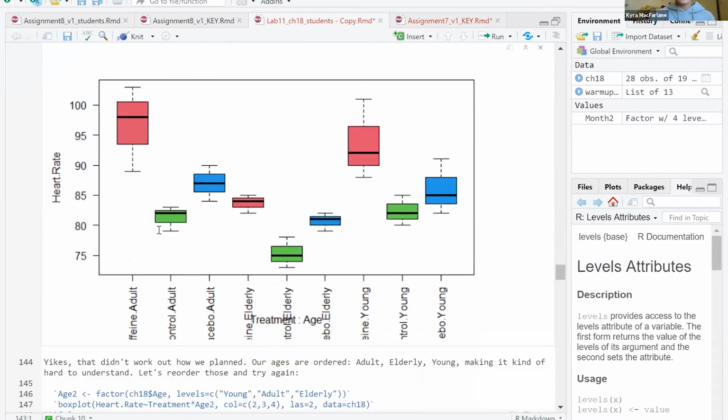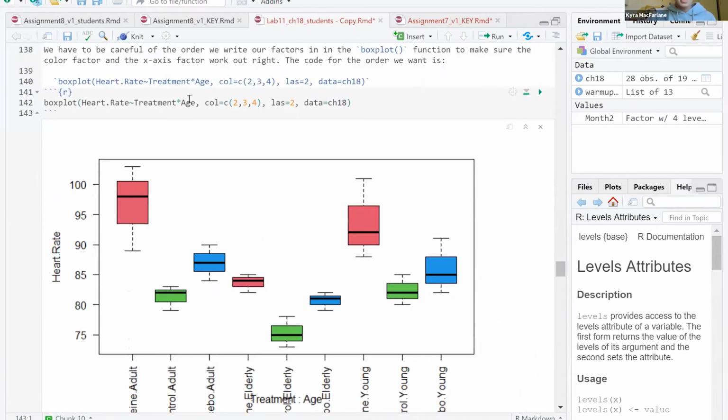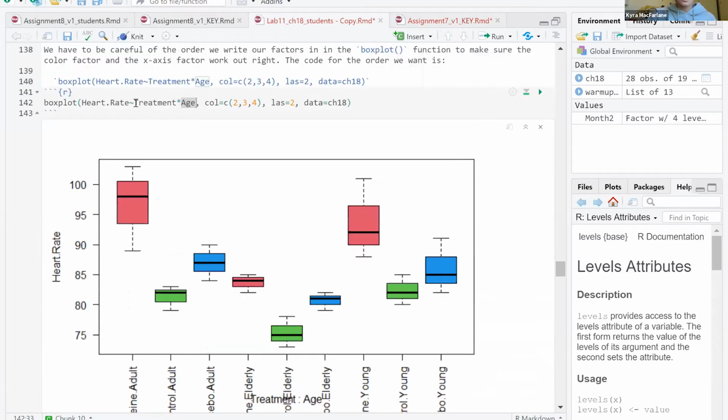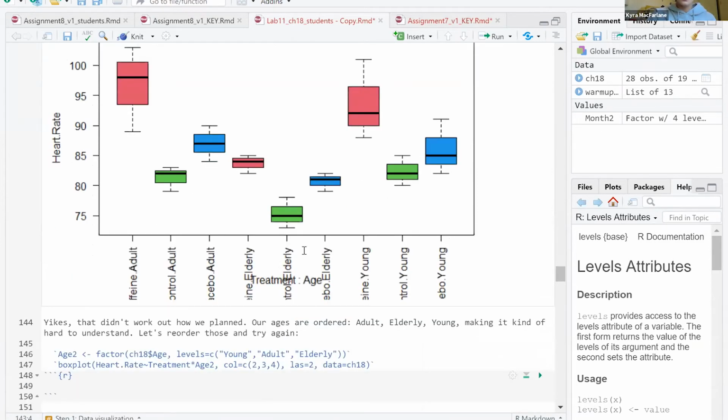Yeah. So let's look at our figure. We've got heart rate on our y-axis, age factor 2 organized on our x-axis, and we've got our colors being associated with treatment. Unfortunately, it gets cut off a little bit, but you can still tell what they are. So we have caffeine, adult, control, adult, placebo, adult. So we have adult starting off. We have caffeine, elderly, control, elderly, placebo, elderly. In the middle, caffeine, young, control, young, placebo, young.